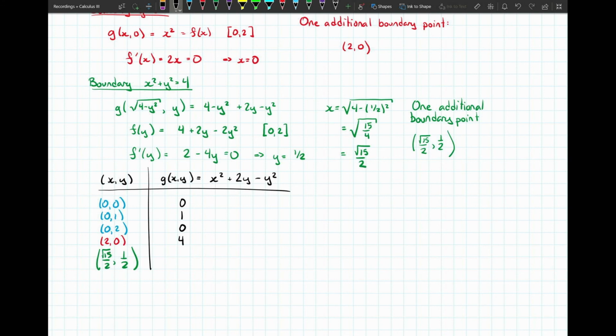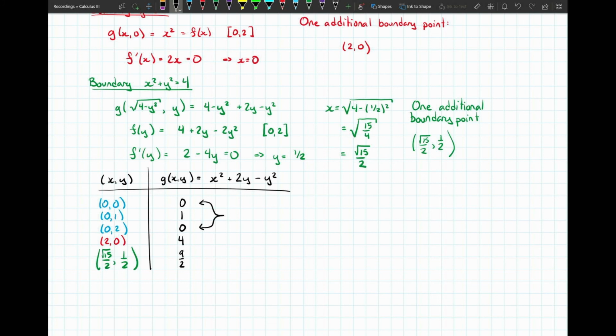But luckily, when we plug root 15 over 2 into x squared, we end up with 15 over 4. And we'll just plug y equals 1/2 into that equation, and adding fractions together, we end up with 9 over 2. And that is the largest value that we end up getting by a very small margin. That's 4.5.